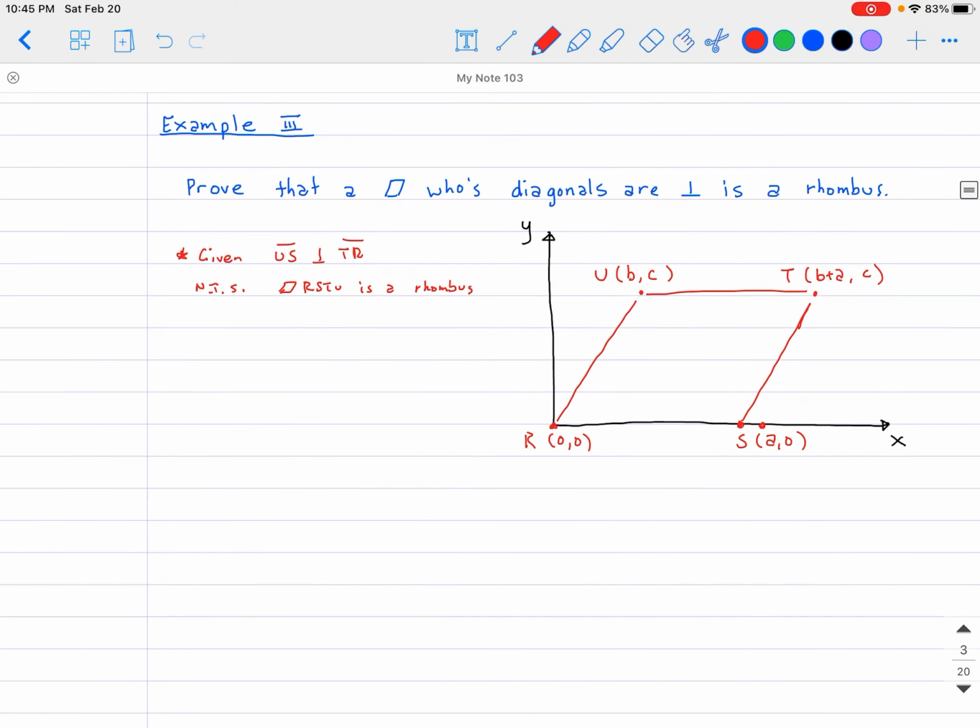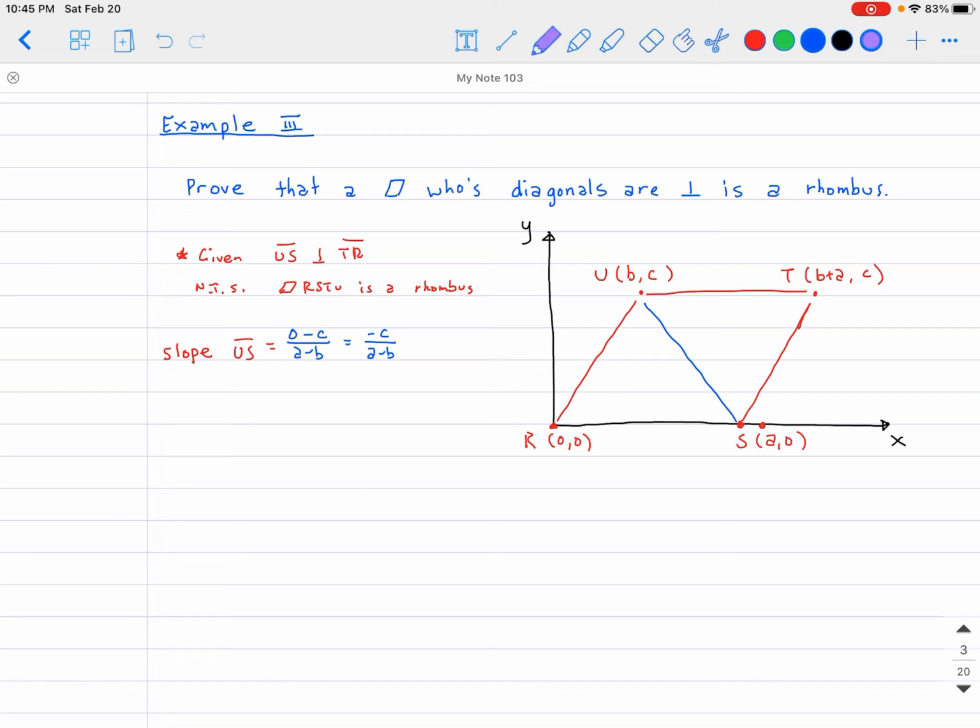Now, knowing that US is perpendicular to TR, perpendicular, the key word right there, is basically referring to the slope, right? Anytime you're talking about perpendicular, I think the slope should be involved. So let's do that. First, I'm going to set up the slope for US. Here's the line segment US over here. The slope is going to be (0 − C) divided by (A − B). So that's the slope for US. And if you want to clean that up, that's −C divided by (A − B).